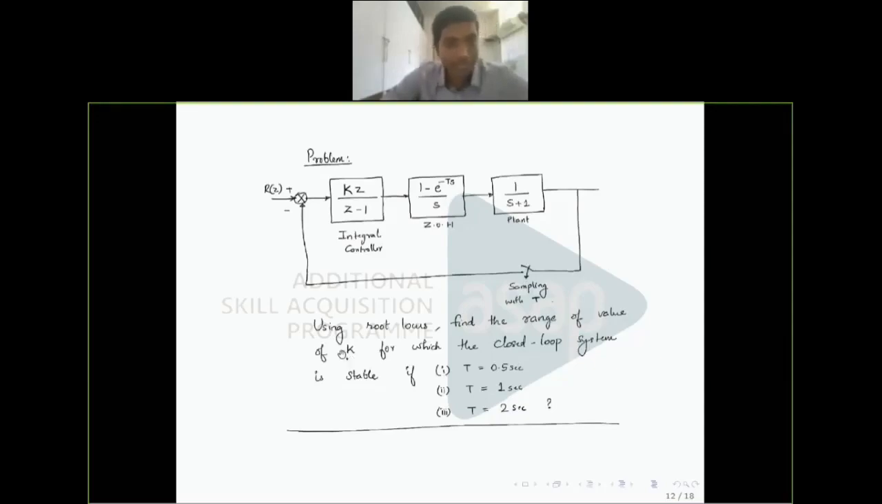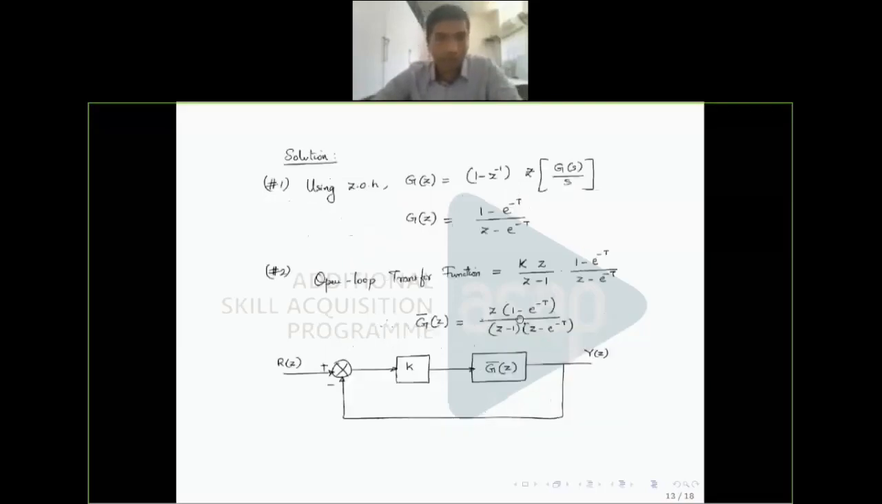So root locus gives the range of values of k for the closed loop system to be stable, right? So for T is equal to 0.5, what is the range of values of k? So T is equal to 1 second and T is equal to 2 seconds. What are the range of values of k? I hope the question is clear. The system is a continuous time plant. We are using a zero order hold, and we are using a sampler which is sampling with time period capital T. And for different sampling period, what is the range of values of capital K for the closed loop system to be stable?